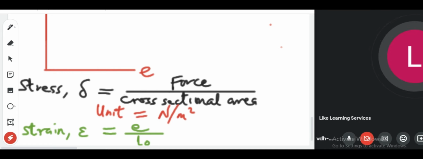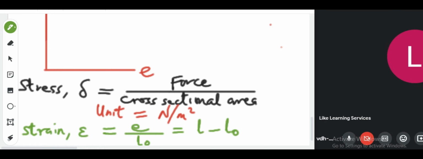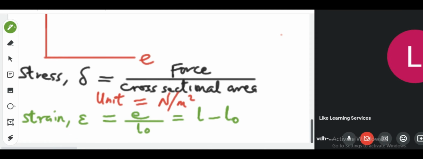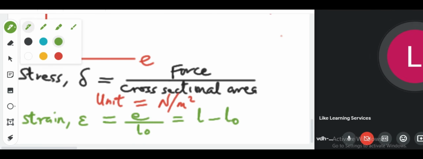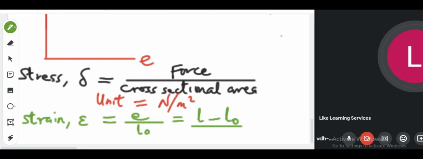By the way, extension itself is new length minus original length. To check how much the thing has extended, you need to check the difference between the current length and the previous length. So extension is new length L minus original length. So strain is new length minus original length all over original length.